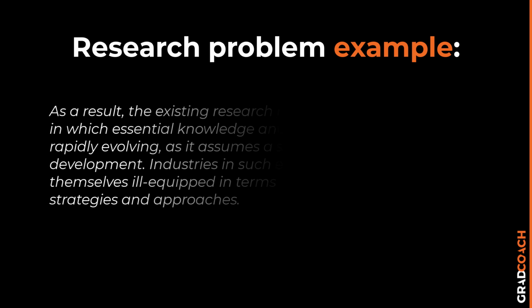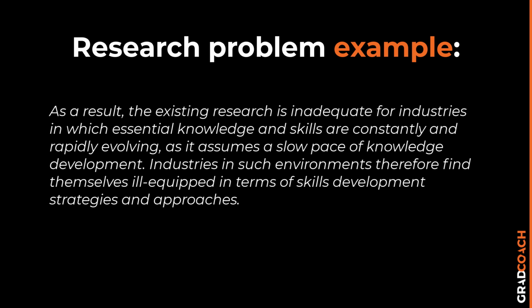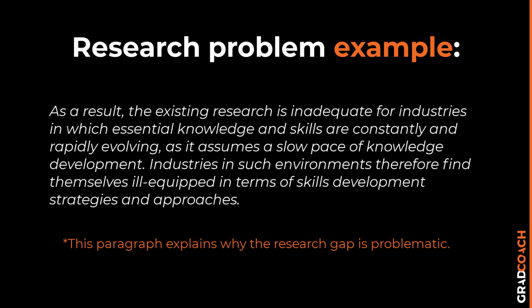As a result, the existing research is inadequate for industries in which essential knowledge and skills are constantly and rapidly evolving, as it assumes a slow pace of knowledge development. Industries in such environments, therefore, find themselves ill-equipped in terms of skills development strategies and approaches. This paragraph explains why the research gap is problematic. As you can see in this example, in a few lines, we've explained number 1, the current state of research. Number 2, the literature gap. And number 3, why that gap is a problem. By doing this, the research problem is made crystal clear, which lays the foundation for your own research.